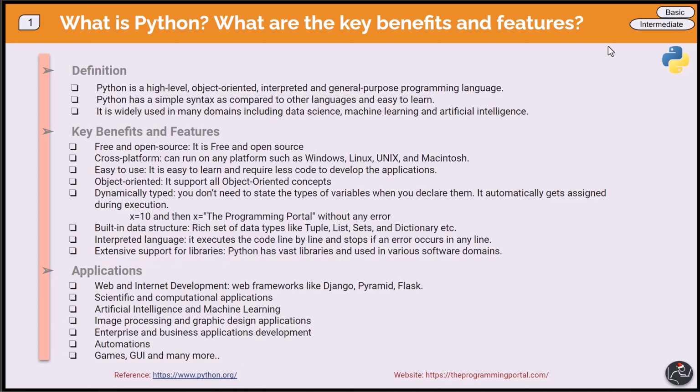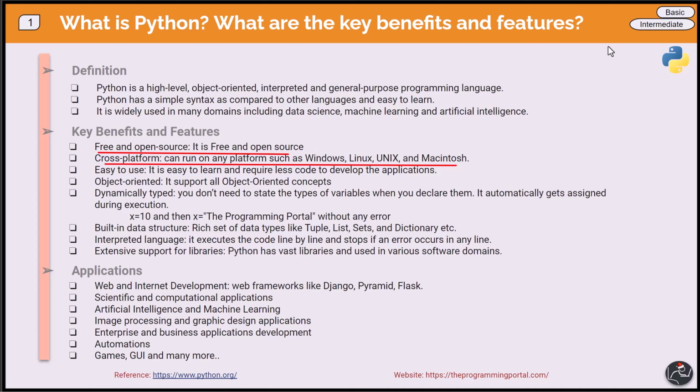Next, Python is well famous for its easy syntax, which is similar to normal English language and therefore easy to learn. Now, what are the benefits and features? We'll see a few of them here. First benefit is it's open source and supports cross-platform. It means that it is free and can run on any platform such as Windows, Linux, Unix and Mac.